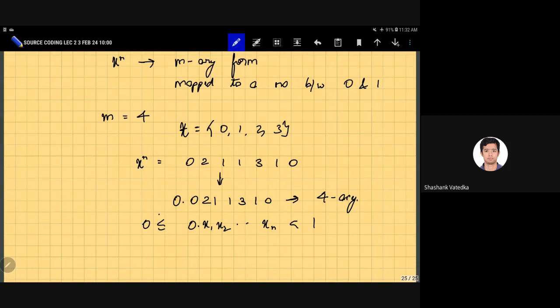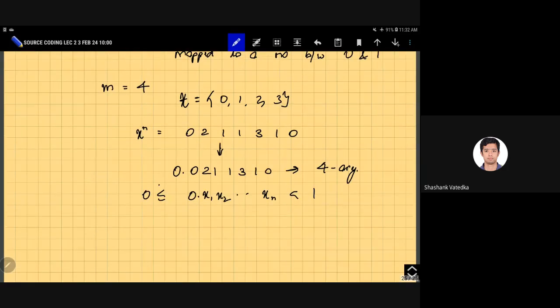And this corresponds to some real number, 0.a1, a2, a3, and so on, in the decimal format. Right? Any questions?